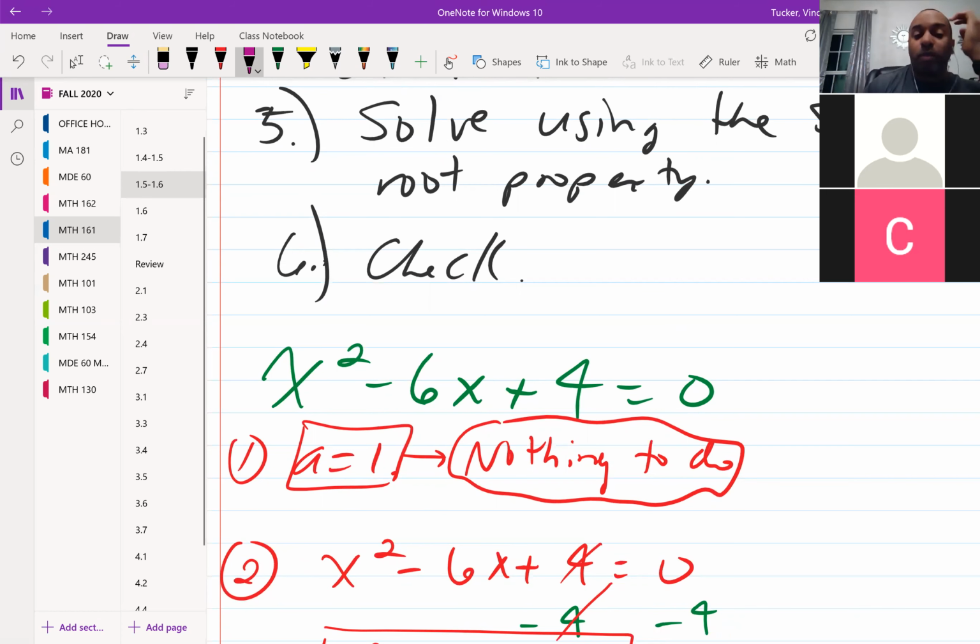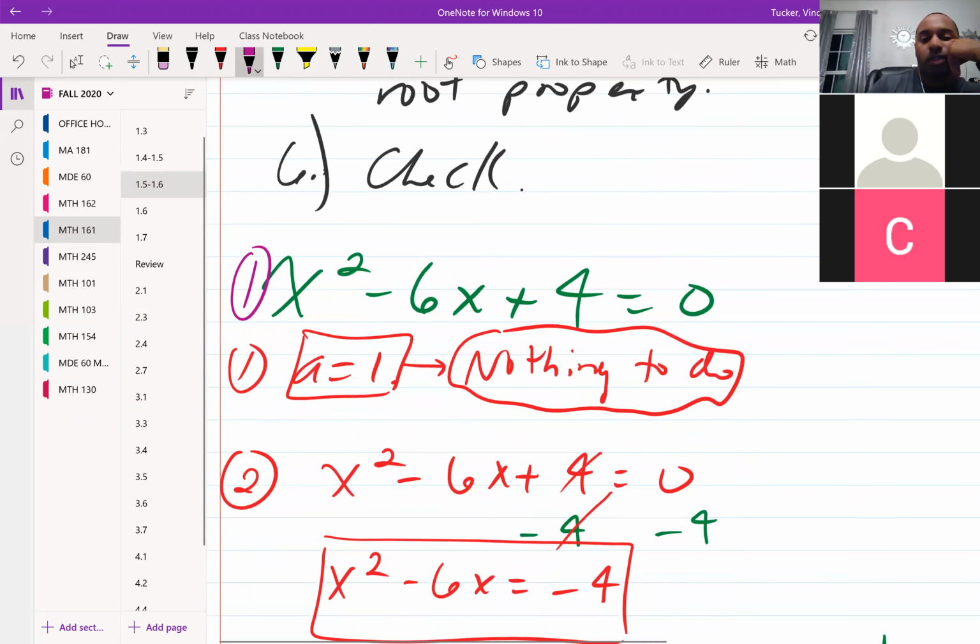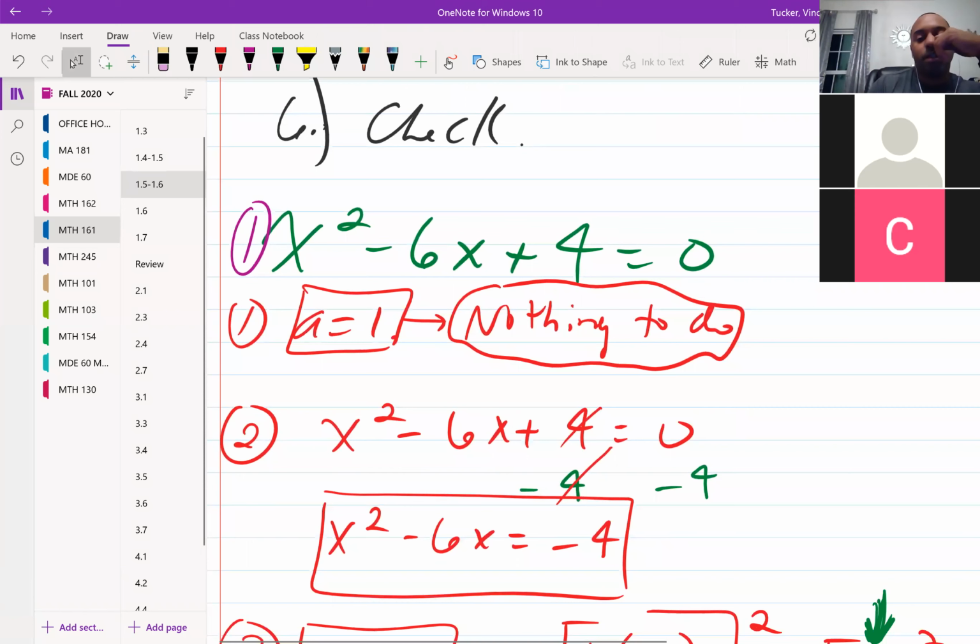All right, so first one, we have x squared minus 6x plus 4 equal to 0. So the first step, we will only implement it if a is not equal to 1. In this case, a is equal to 1. The leading coefficient is 1, so there's nothing to do. Step 2, we want to isolate our constant, so we subtract 4 from both sides. And that'll leave us with x squared minus 6x equal to negative 4.